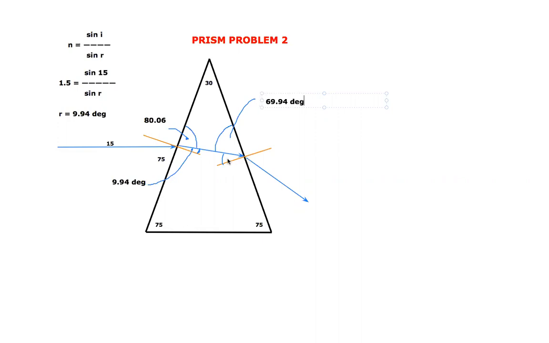How do I get this angle now? Well, that brown line is a normal line to this line. So you have to take 90 minus this. And we get 20.06. Now we have to do the math again so that we can figure out what angle the light leaves the prism at.